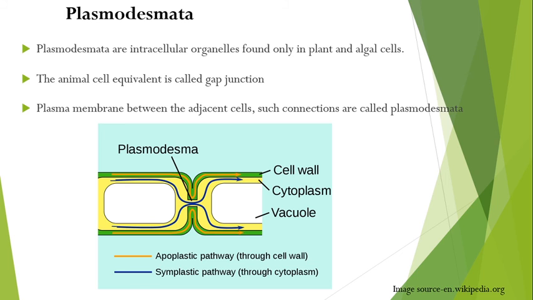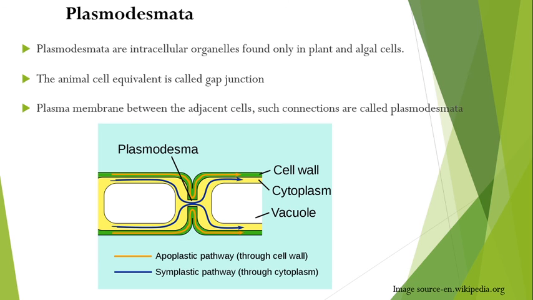In between two cells is the space. Apoplastic pathway, that is through the cell wall, in orange color. Symplastic pathway, in blue color, that is through the cytoplasm. So sometimes the cells are connected by bridges of cytoplasm passing through pores of the cell wall and the plasma membrane between the adjacent cells. Such connections are called plasmodesmata or plasmodesma. Got it?